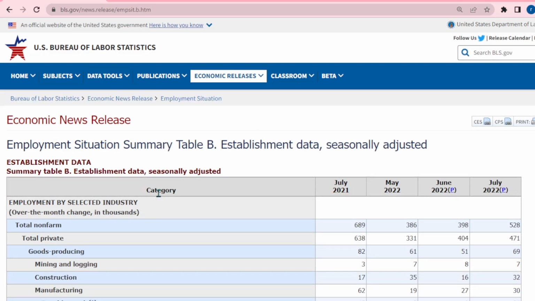So what we get right here is this table that gives us 3 months of data. So it gives us May, June, July. Do note that there is this P right here. So this is preliminary data, so it can get revised. So they also give us this July 2021 data so that we can compare from 2021 to 2022 of the same month. So a year-over-year comparison basically.